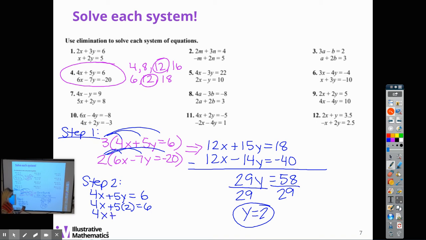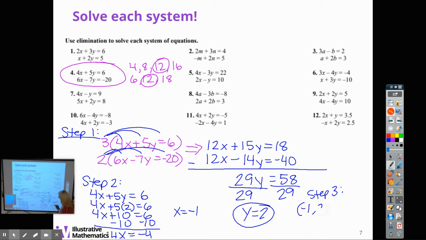Five times 2 is 10. Still equals 6. Subtract 10 from both sides. And 4x equals negative 4. Divide both sides by 4, and x equals negative 1. So our solution for step 3, where you always write your answers in order of parentheses, is negative 1, 2.